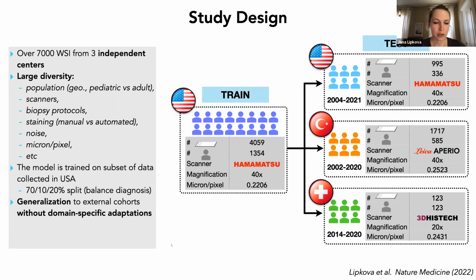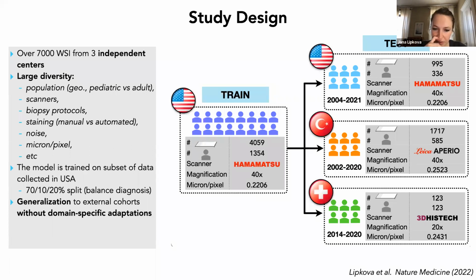And the motivation is that we're going to train only on the data from the US, and then we're going to test on the data from US, Turkey, and Swiss to see how well the model generalizes. And we don't do any domain specific adaptation. So we can see really how the model generalizes despite all the changes.